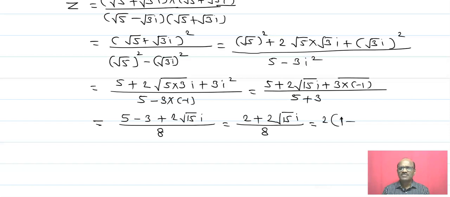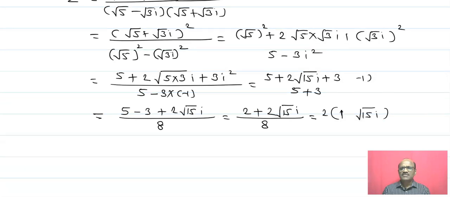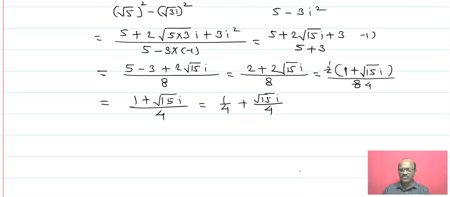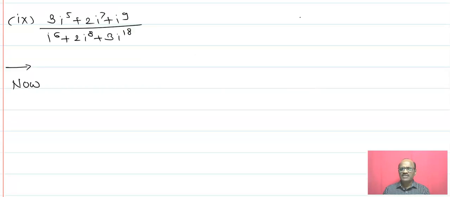Take 2 as common. Therefore, if we take the 2 as common, you are getting (1 plus root 15 i) upon 4, that is 1 by 4 plus root 15 i upon 4. Therefore z is equal to 1 by 4 plus root 15 i upon 4. It is in the form a plus ib.